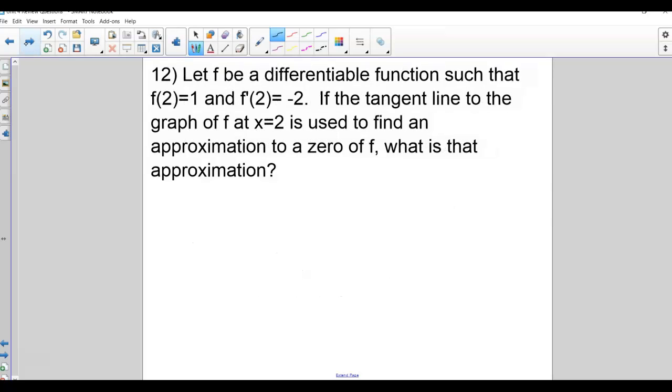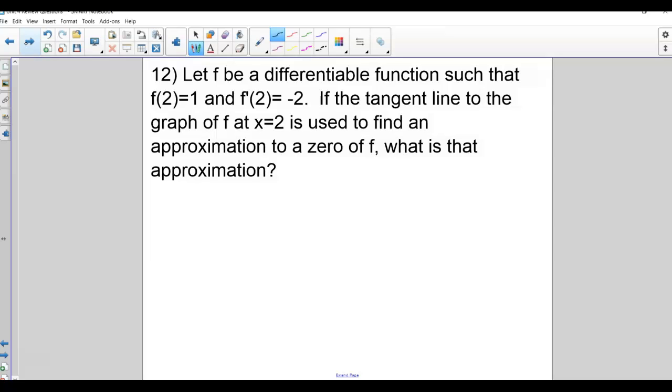Okay, this next one is a tangent line problem that has a little bit of a twist to it. So let f be a differentiable function such that f of 2 equals 1 and f prime of 2 equals negative 2. If the tangent line to the graph of f at x equals 2 is used to find an approximation to a 0 of f, what is that approximation?